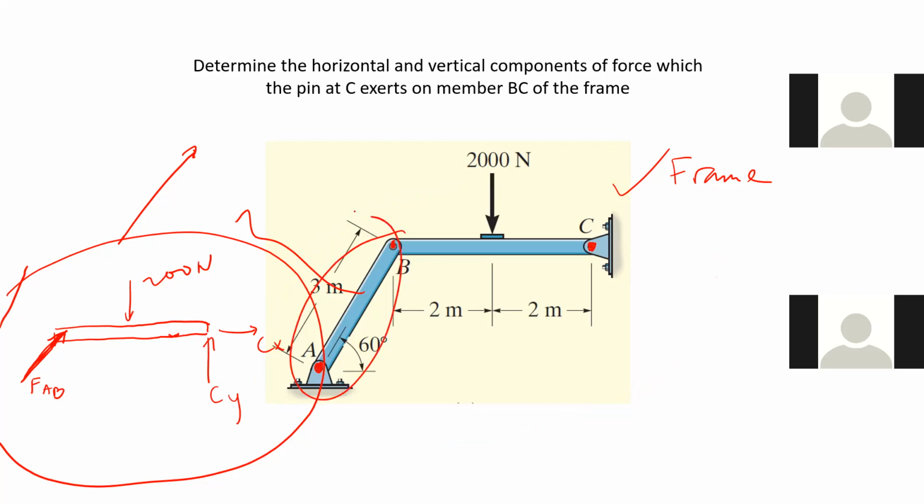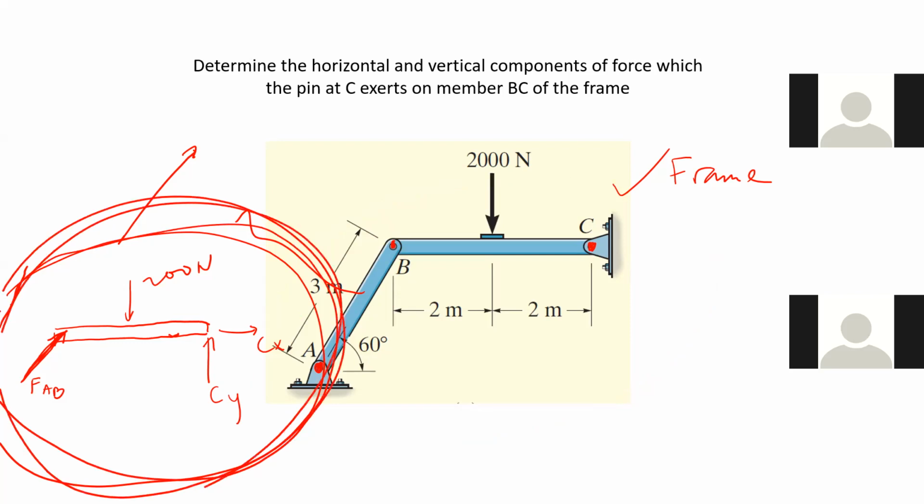So we can replace AB with an external force, a force representing the member AB. Now, if we draw the free body diagram, it becomes like this, okay? FAB now becomes an external force representing the member AB. And because we have a pin here at C, we have CX and CY, and then we have 200 Newton there.